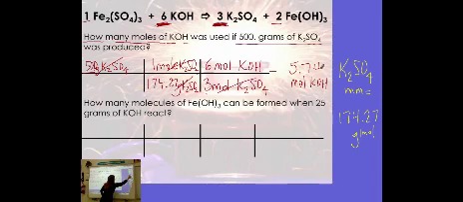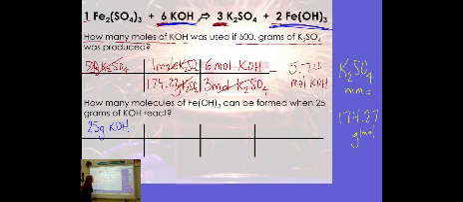And for the last example, how many molecules of FeOH3, that's this one, how many molecules of FeOH3 can be formed when 25 grams of KOH react? Where do I start? Start with what you're given. 25 grams of KOH. If I have 25 grams of KOH, before I use my mole ratio, I have to get from grams to mole.